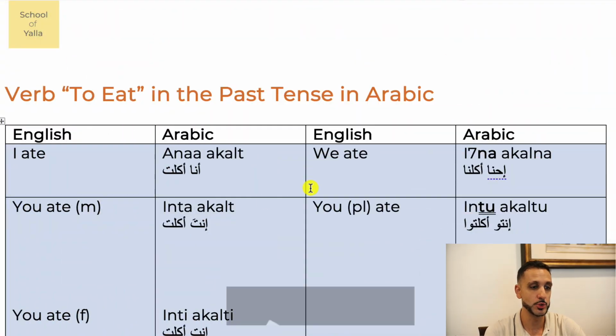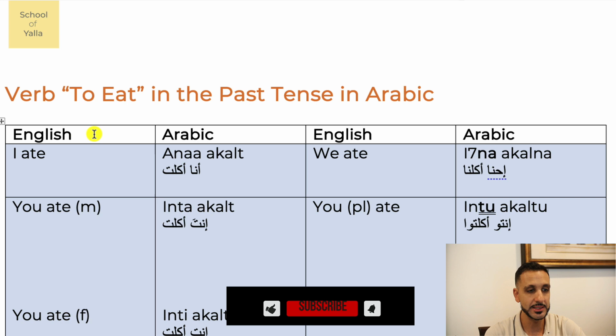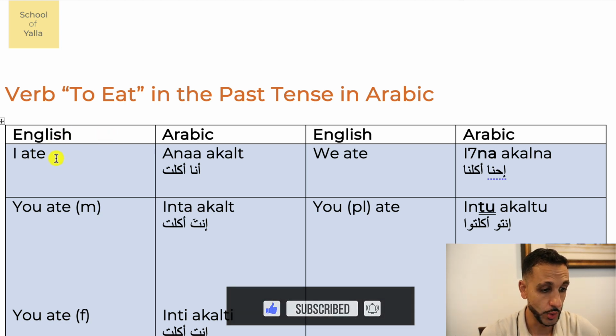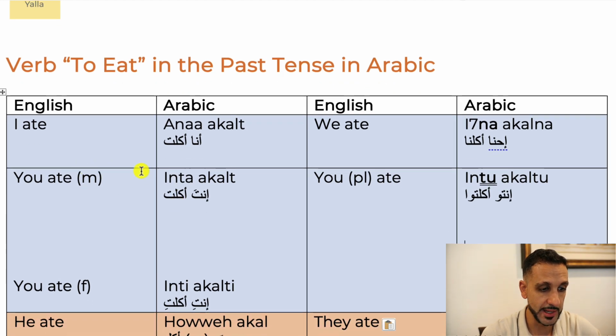Let's jump right in. So today we're conjugating the verb to eat in the past. So I ate, you ate, etc. in Arabic, bil Arabi. So I ate, ana akalt. You ate, you masculine ate, inta akalt.